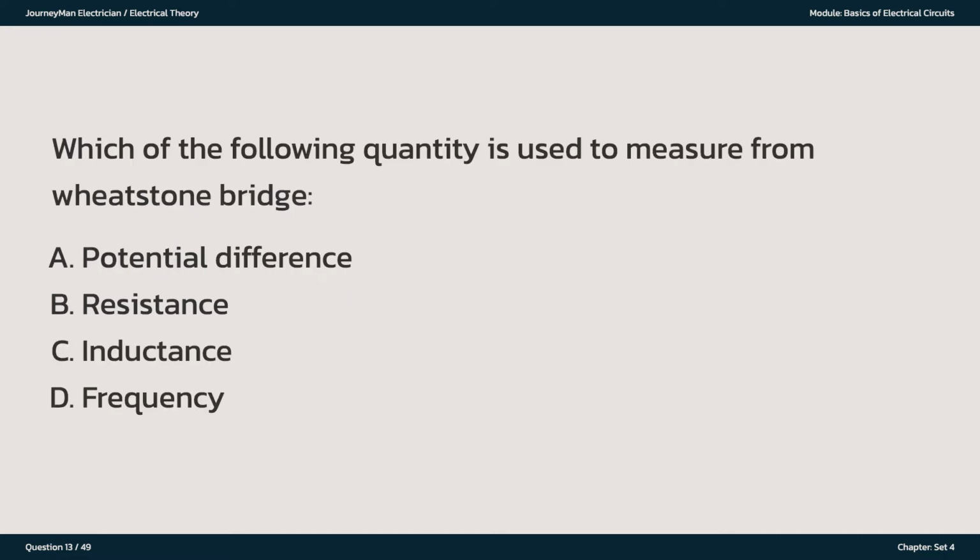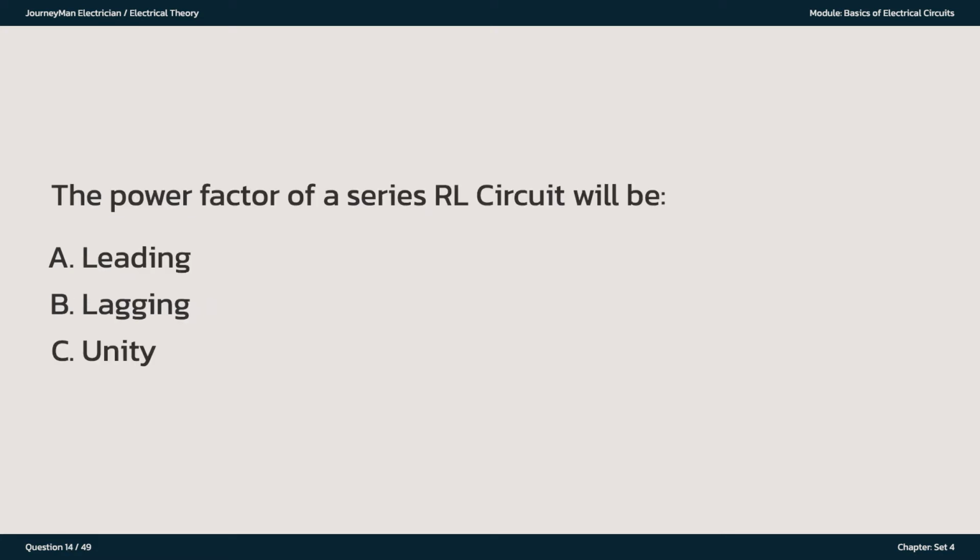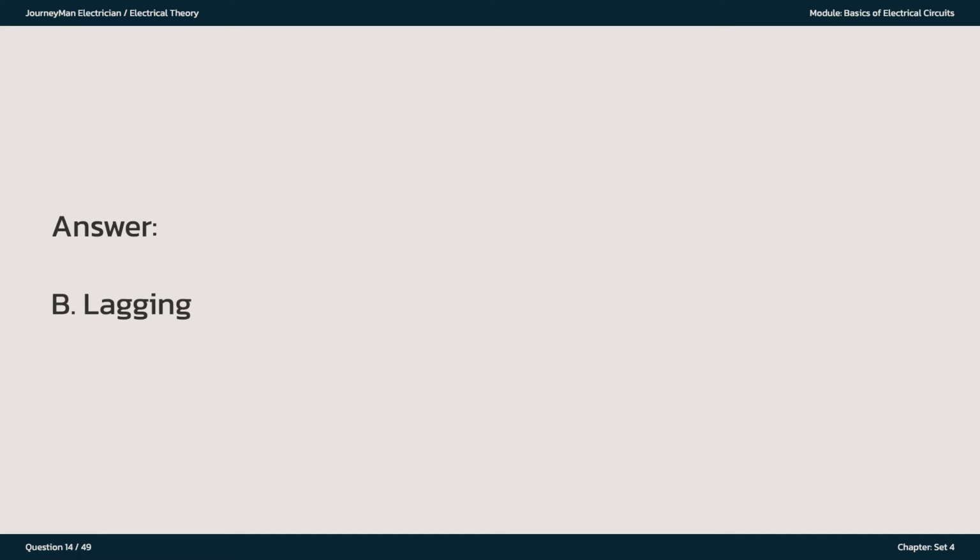Which of the following quantity is used to measure from Wheatstone bridge? A. Potential difference, B. Resistance, C. Inductance, D. Frequency. The answer is B. Resistance. The power factor of a series RL circuit will be A. Leading, B. Lagging, C. Unity. The answer is B. Lagging.